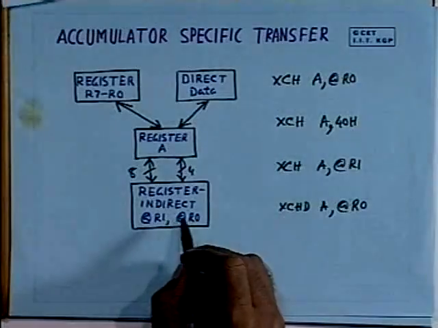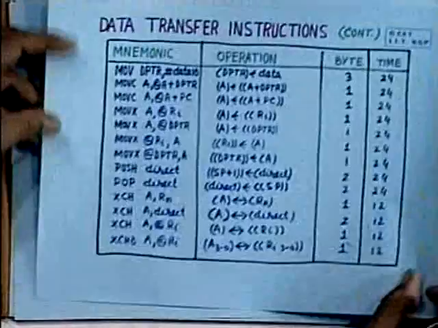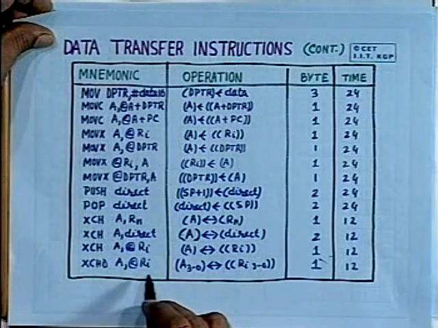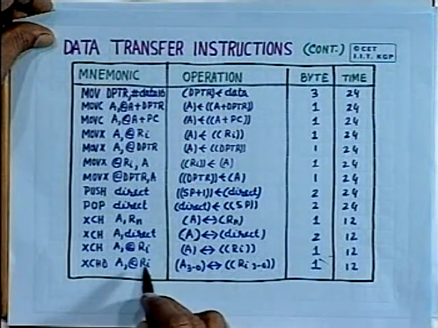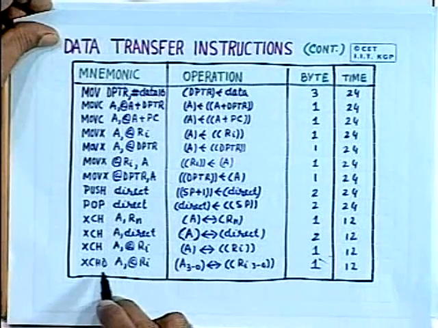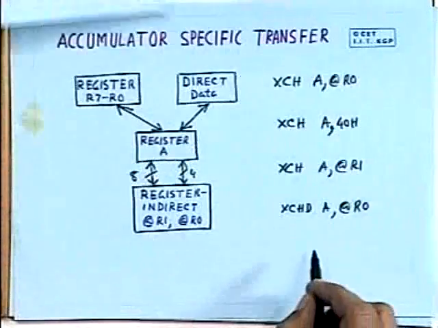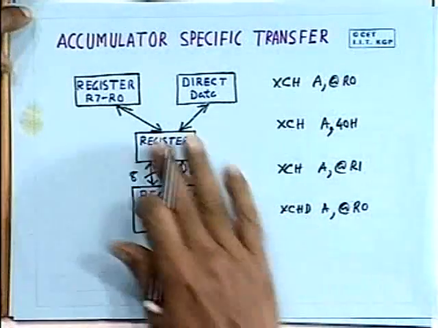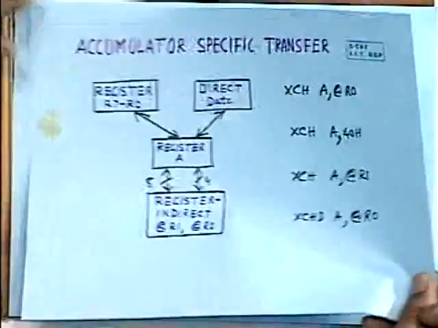And here you can see it is the transfer of a nibble. That means the lower order nibble of the accumulator and the lower order nibble of any byte selected by register indirect addressing can be interchanged with the help of this exchange data instruction. So these instructions are shown here, and this is summarized with the help of this diagram.